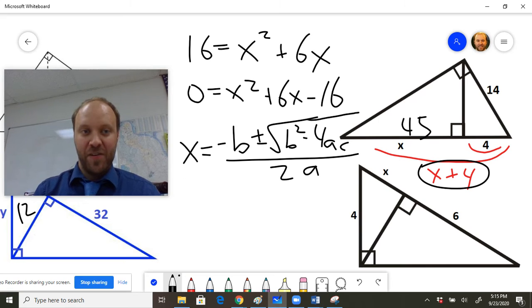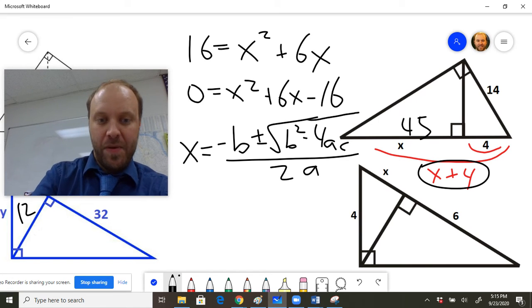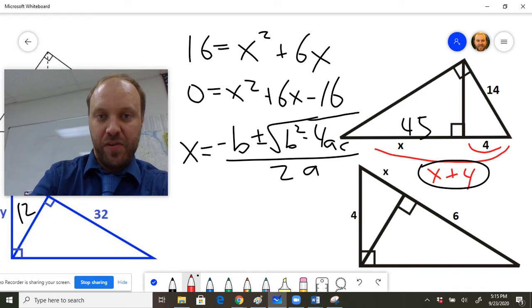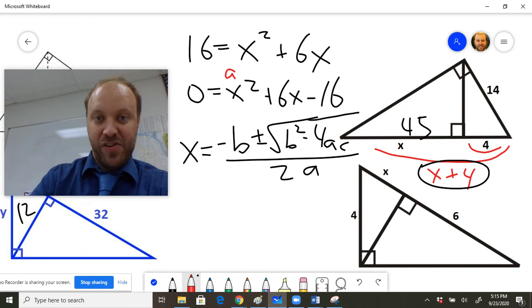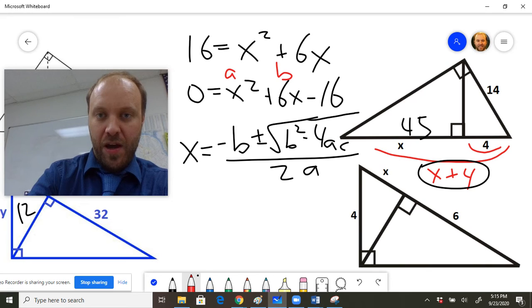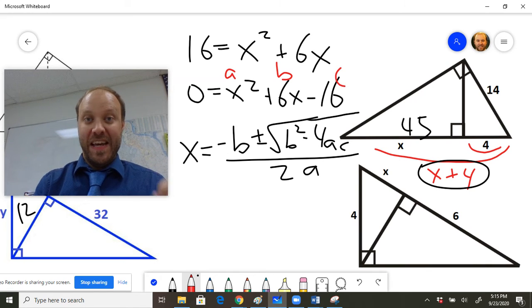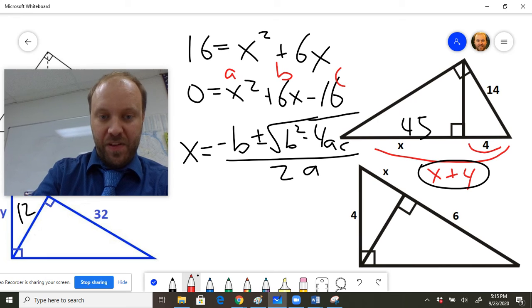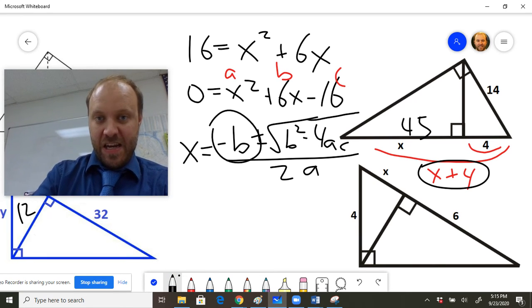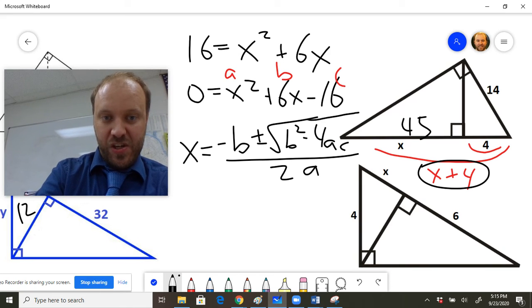Hopefully you have that memorized. If you don't, put it in notes and get it memorized. We expect you to know that all the time. Remember, your a, b, and c values are your coefficients in your quadratic. So a is 1 in front of x squared, b is going to be 6 in front of the x, and c is going to be negative 16. If we fill everything into the formula here, the opposite of b is going to be negative 6.